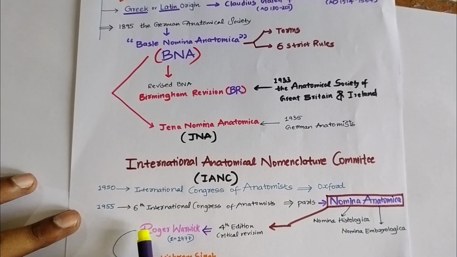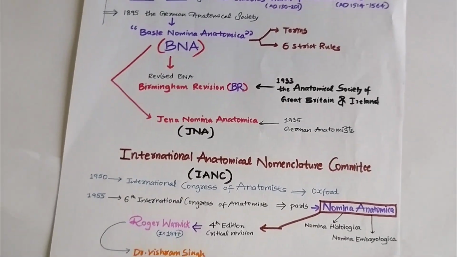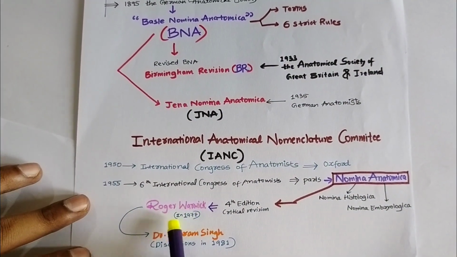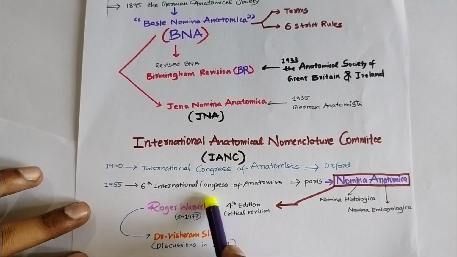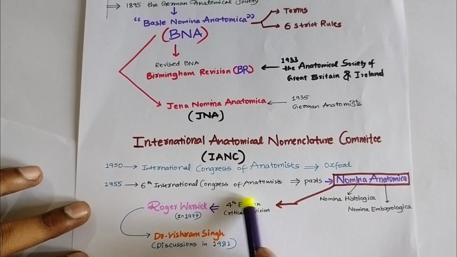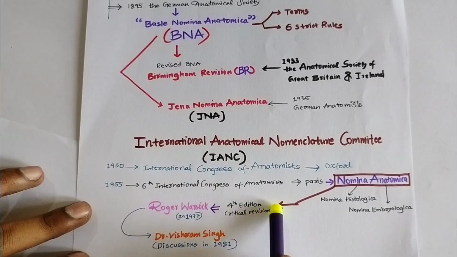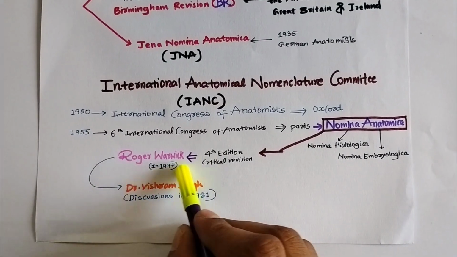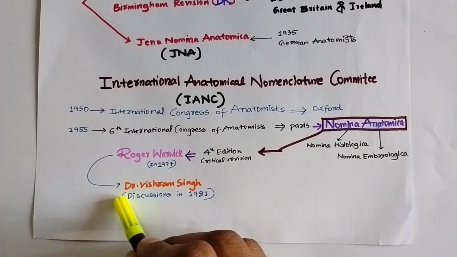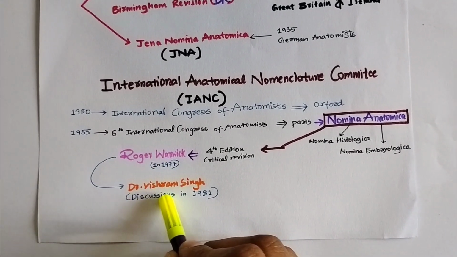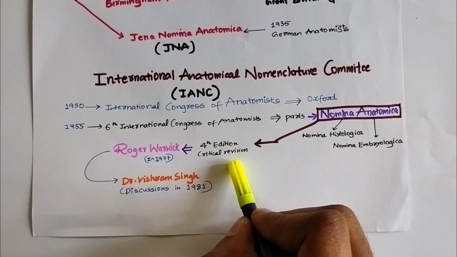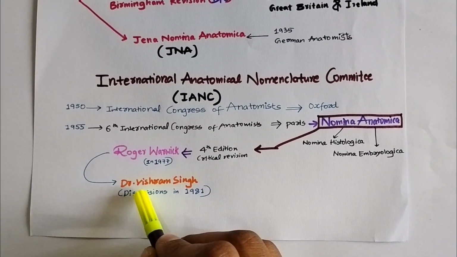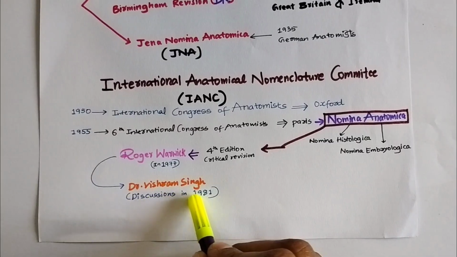The important people you should know: Roger Warwick, in 1977, described a volume, the fourth edition of Nomina Anatomica, including Nomina Histologica and Nomina Embryologica. And Dr. Vishram Singh had the proud privilege of having a long and fruitful discussion with Roger Warwick in 1981. So this is the overall skeleton. We'll study it in depth in the next videos.